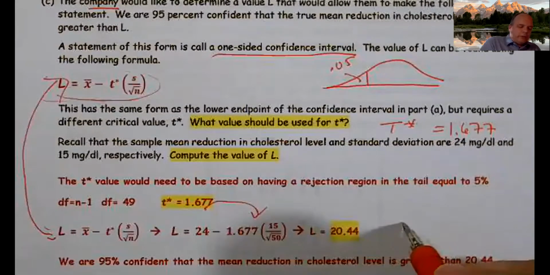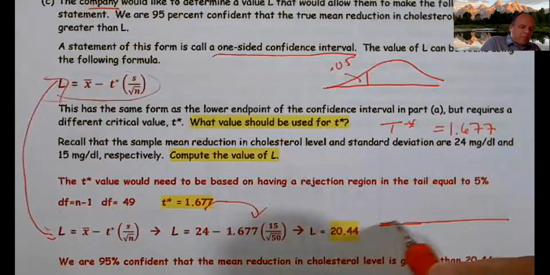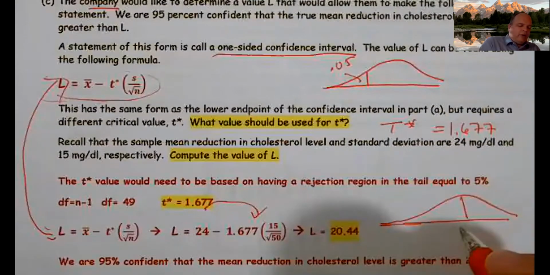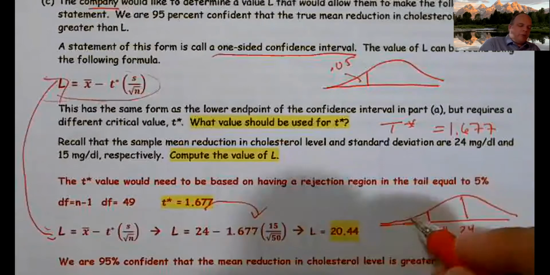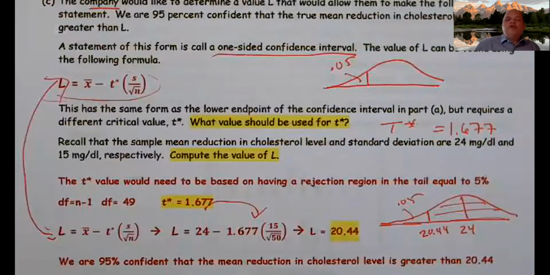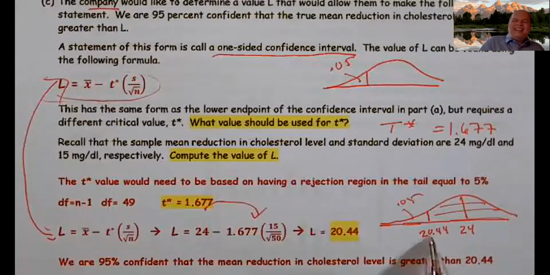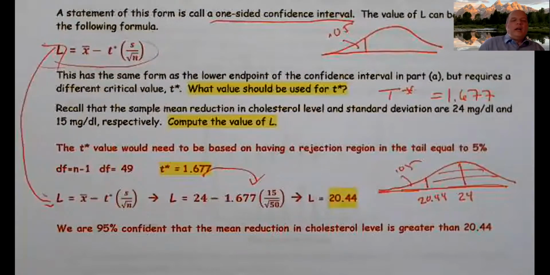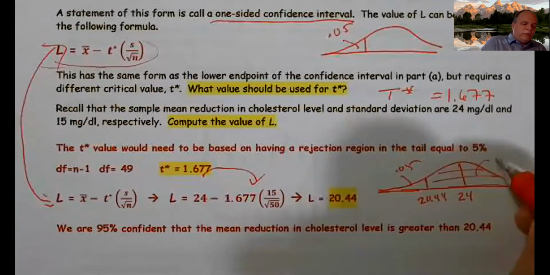So here's what this is telling me. We have an X bar at 24, and then we have a lower level of 20.44. This area is 0.05. So what we're saying is we believe that the new drug has at least a 20.44 reduction in cholesterol level. So our statement: we are 95% confident the mean reduction in cholesterol level is greater than 20.44. Why? Because this area is 0.95.